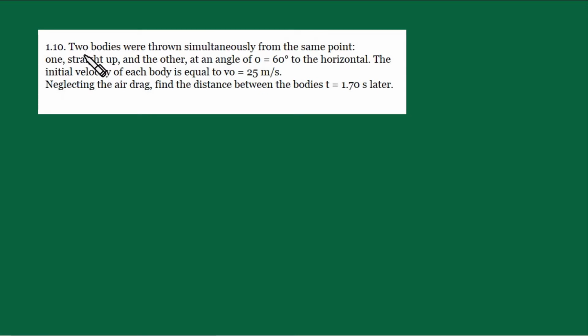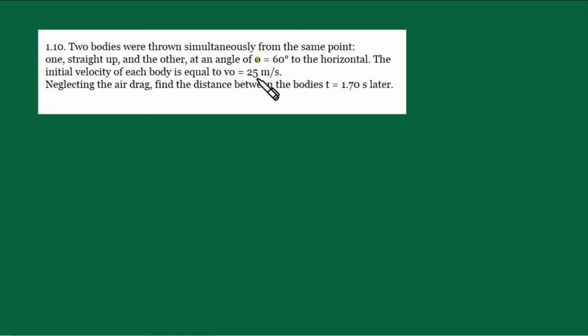What is given? Two bodies are thrown simultaneously from the same point. Okay, from the same point, two balls are thrown. One is straight up, vertically upward, and the other at an angle theta equal to 60 degrees. So this is theta actually. Fine. The initial velocity of each object is v naught, 25 meter per second.